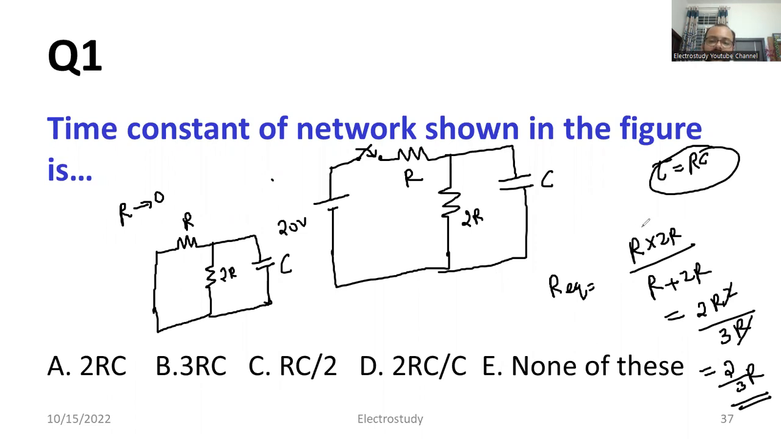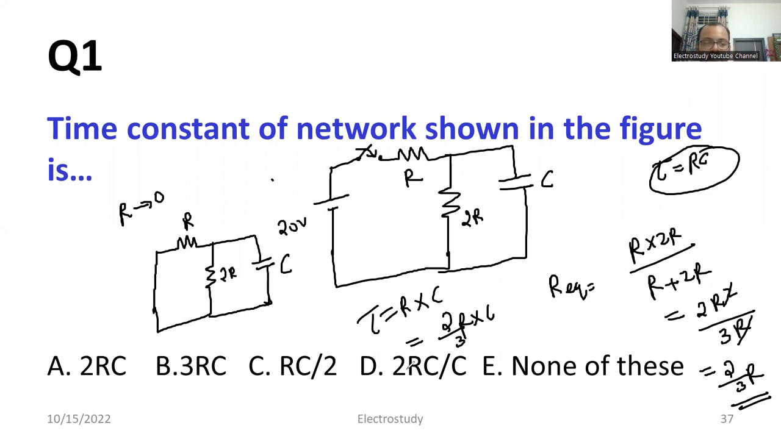So what is the equation? Please recall time constant of a given DC circuit. Whenever it comes to transient analysis, we are using the time constant tau is equal to R into C. Therefore, tau is equal to R into C, that is 2 by 3 R into C.